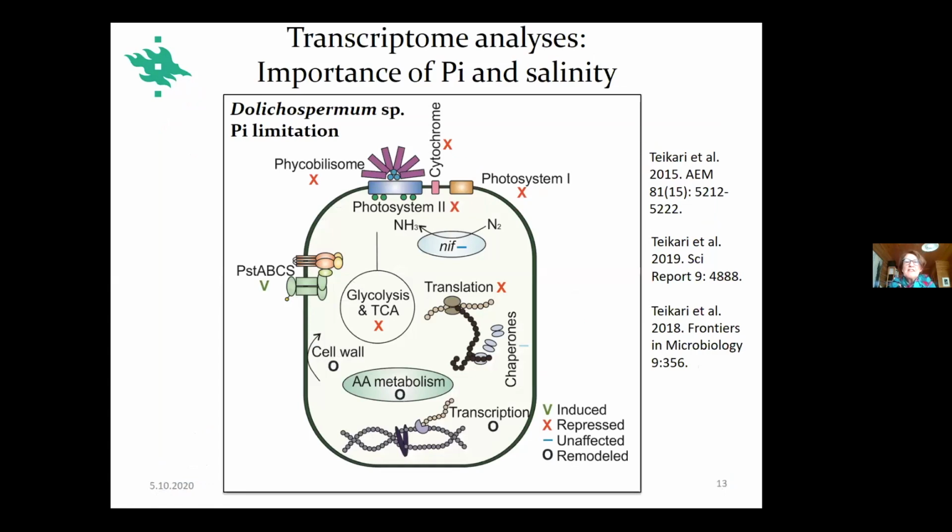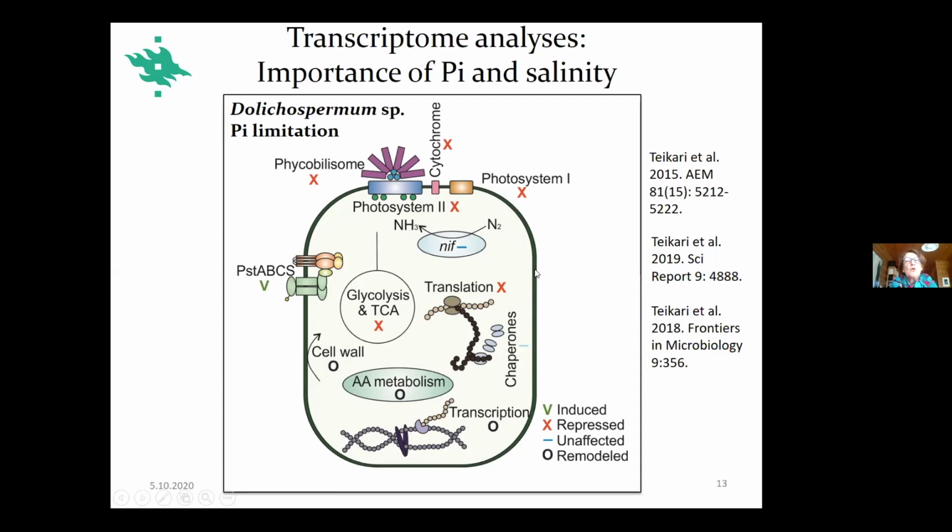So when we had these genomes, we decided to look at the transcriptome and especially focused on phosphorus and salinity. Phosphorus, of course, because these bloom-forming cyanobacteria in the Baltic Sea are nitrogen fixers, and that's why phosphorus is very important. And salinity varies in the Baltic Sea very much, and that's why it was of interest. So I present these 3 papers in one slide.